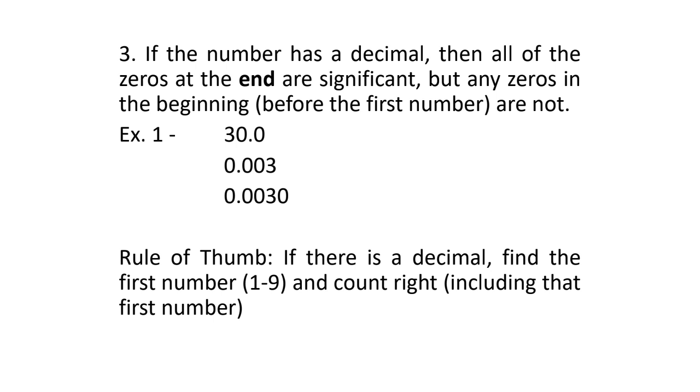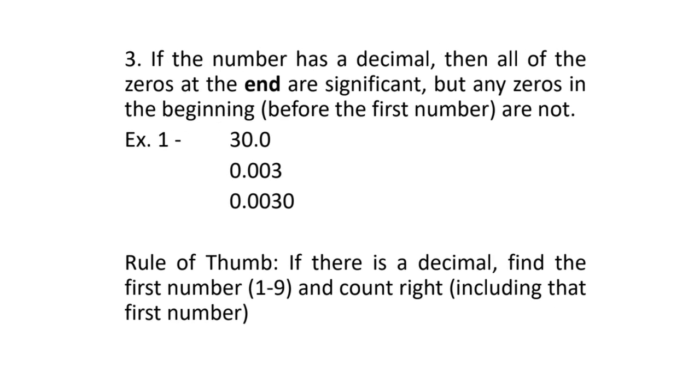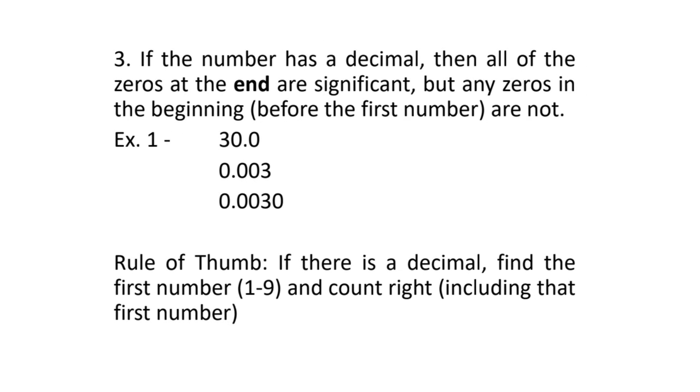So if the number has a decimal point, you've got to look for a decimal, then all of the zeros at the end are significant, not in the beginning, because in the beginning they're just placeholders, but at the end they're significant. So if we look at example 1, there are 3 sig figs. Now if you look at this one, remember, zeros at the beginning aren't, so there's only 1. And here, we're going to ignore the ones in the beginning, and there's 2.